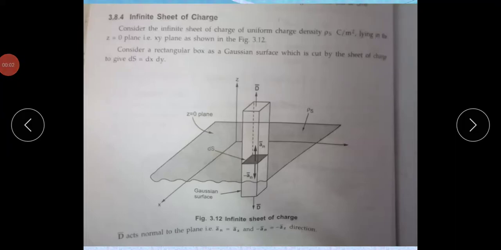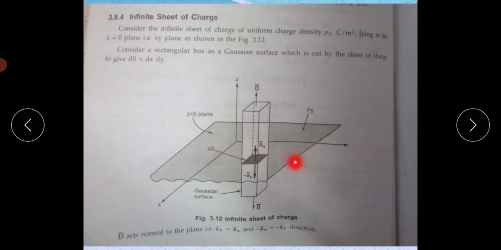Okay, now I would like to explain the electric field intensity and electric flux density due to an infinite sheet of charge by using Gauss law. So consider an infinite sheet of charge. This is an infinite sheet of charge having charge density rho s coulombs per meter square, and it lies on z equals 0, so that is on the xy plane. Now, by applying Gauss law, we have to find the electric field intensity and electric flux density.